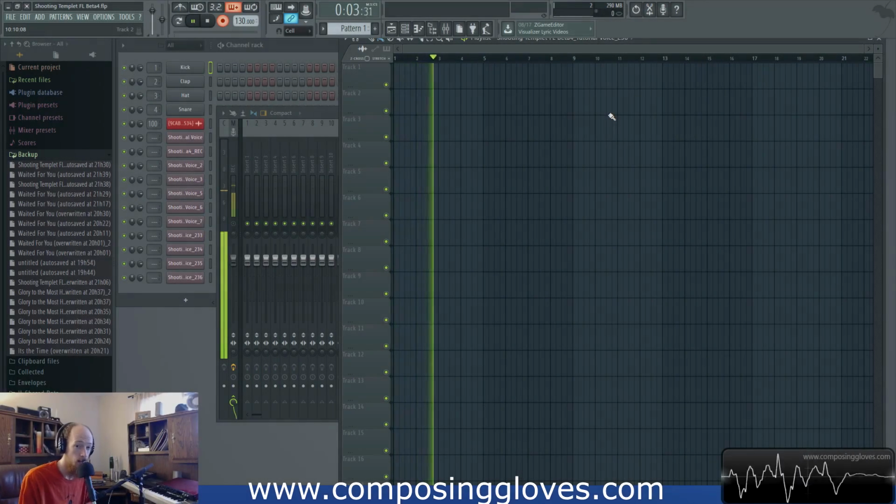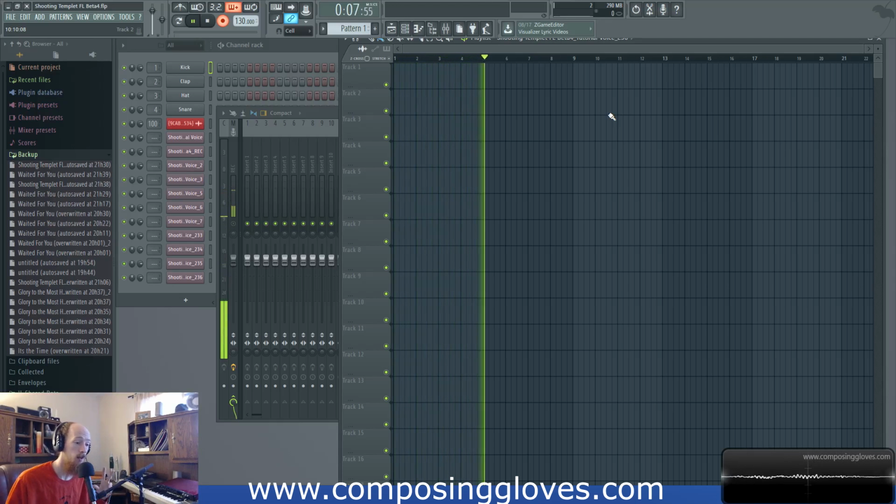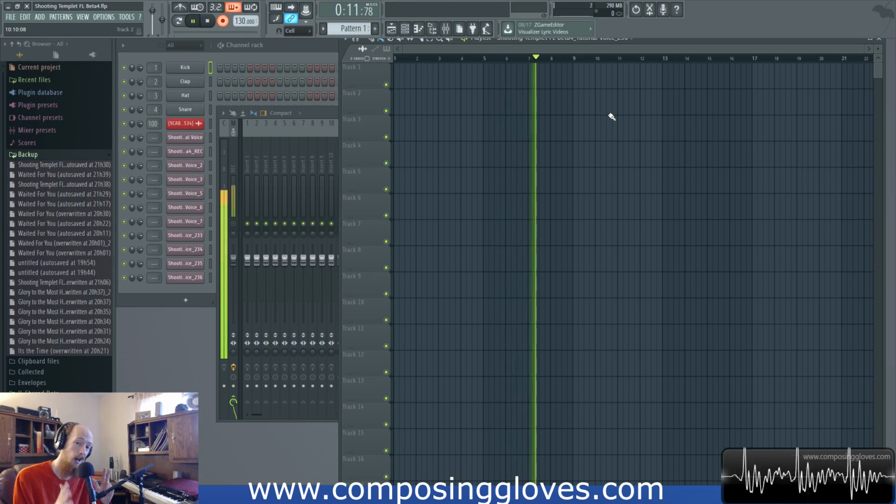Hey, Composing Gloves here, and today we're going to be talking about microphone basics. There are two major kinds of microphones. I say major because there are other kinds. We're just going to be talking about these two. So the first one is the dynamic microphone.